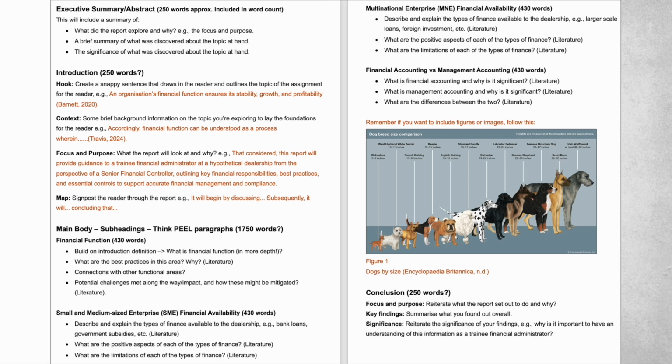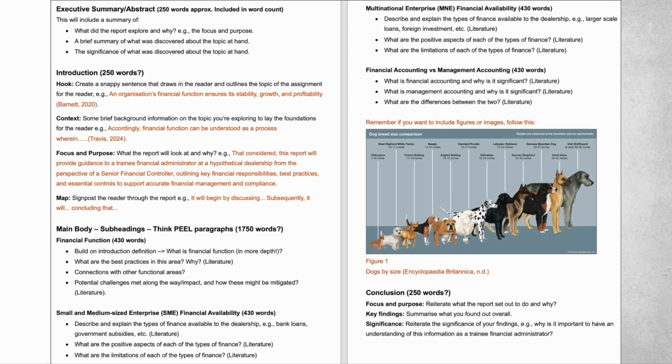SMEs, financial availability, 430 words. Describe and explain the types of finance available to the dealership, e.g. bank loans, government subsidies, etc. Use the literature. Obviously, you will better know what these things are than I do. What are the positive aspects of each of the types of finance? Use the literature. What are the limitations?